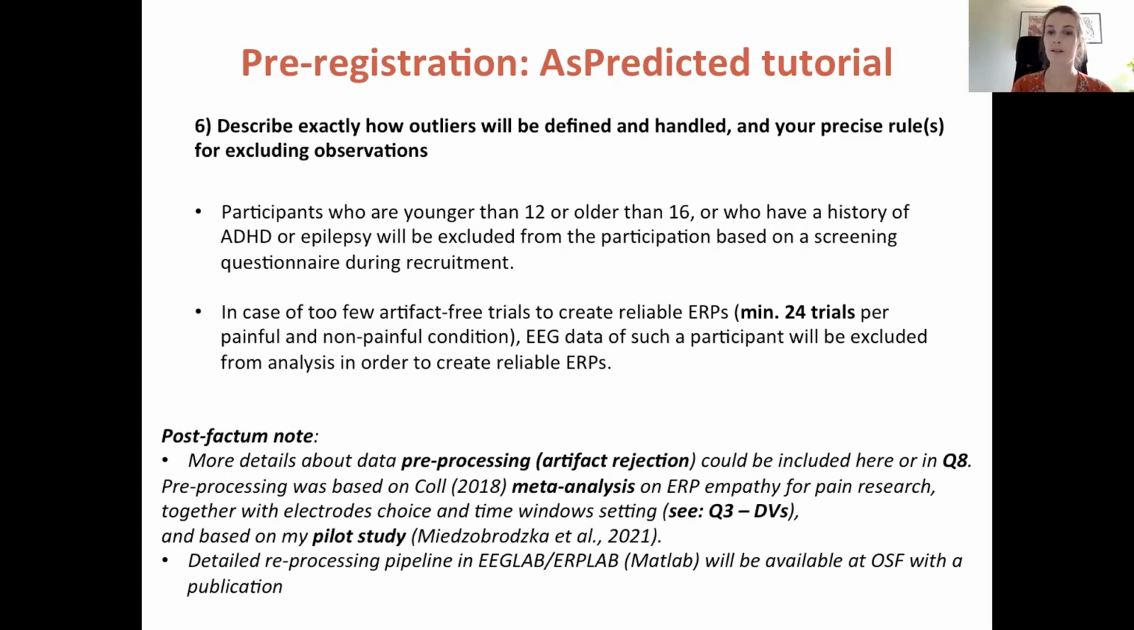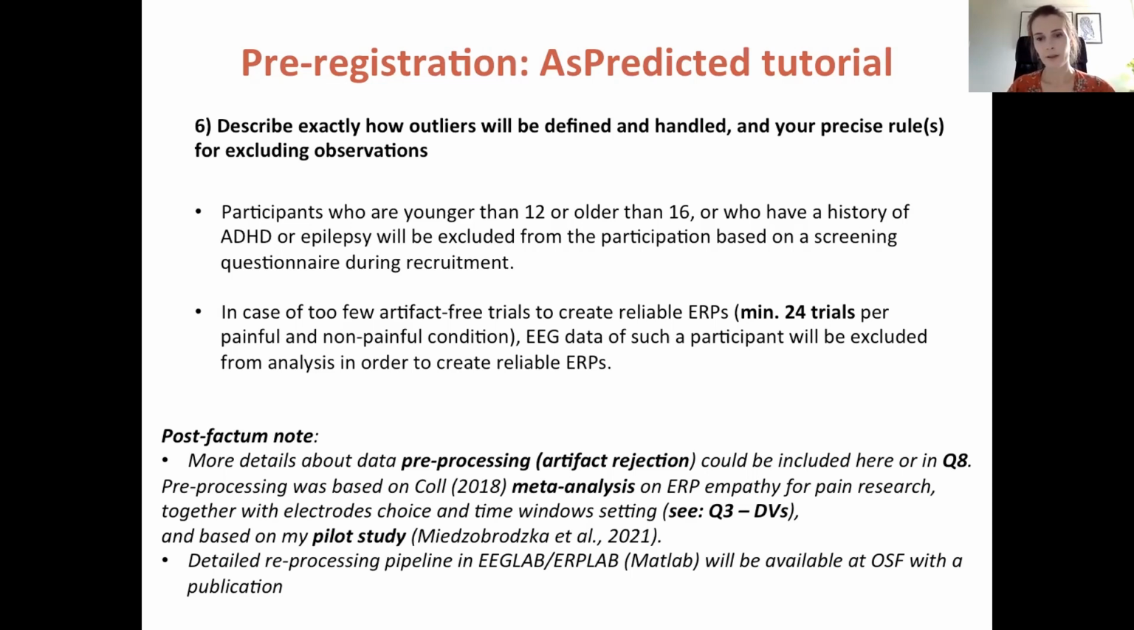So probably if I knew all the guidelines for the pre-registration before, I should have included here more details about the pre-processing and artifact rejection criteria, which are of course now in my manuscript. However, I knew some of those criteria before I ran my study based on my pilot. So it would be wise to include them here too. But on the other hand, AsPredicted, as I said, allows quite a short registration. So perhaps if you consider including all the pre-processing steps, you could use rather the Open Science Framework.